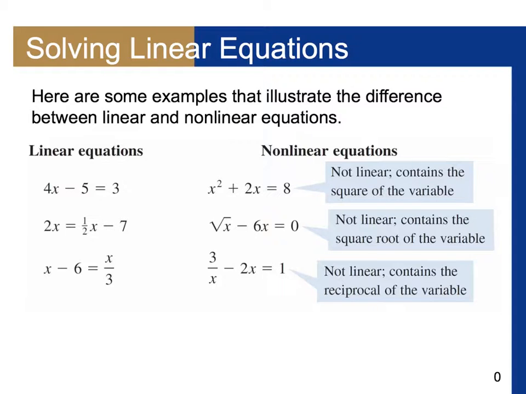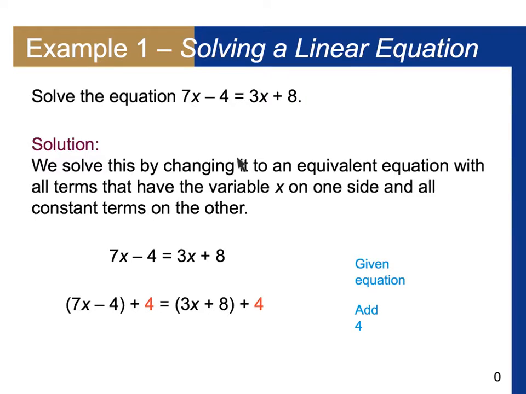Okay, let's start with this example. This is a linear equation: 7x minus 4 equals 3x plus 8. Now we want to get x by itself. That's our goal. So let's say we're going to keep x on this side. We can start by adding 4 to both sides, so we get rid of the minus 4 here. That's what we do first.